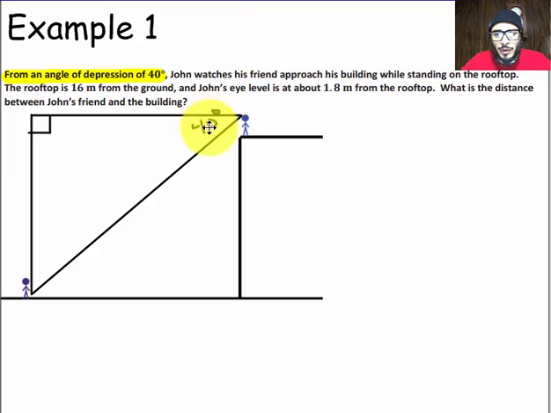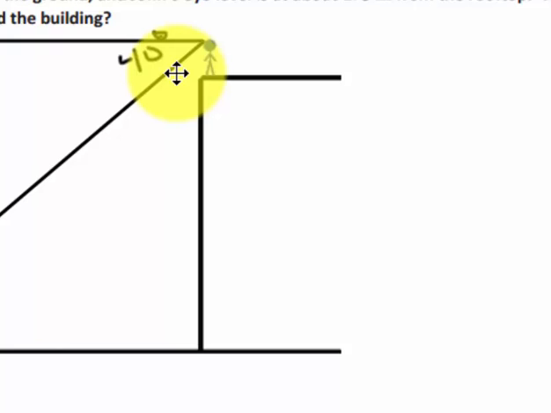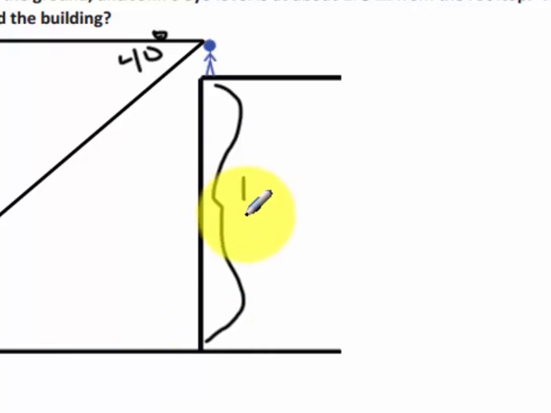So we got the angle of depression of 40 degrees. That's the angle between the line of sight and the horizontal line. All right, what else are we told? Well, we're told that the rooftop is 16 meters from the ground. And what is that referring to? Well, remember, John is on the roof. So what that means is that the height from the roof where John is to the ground is 16 meters. So this is 16 meters.